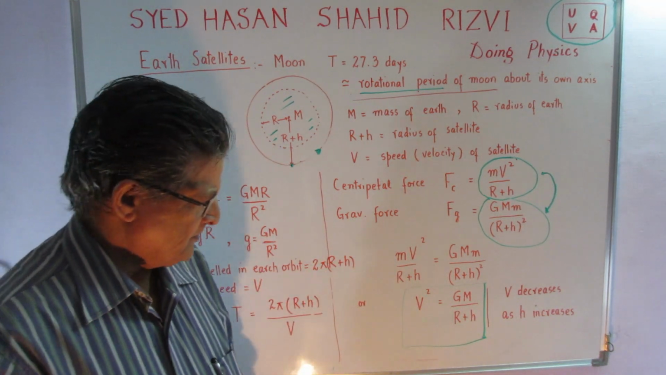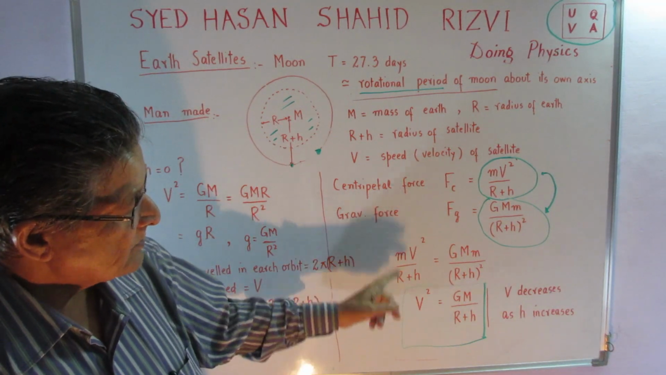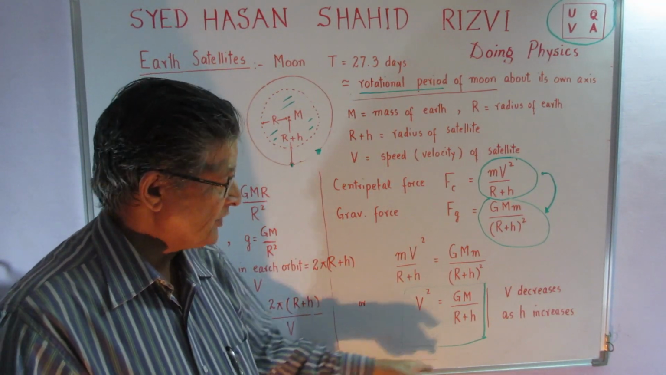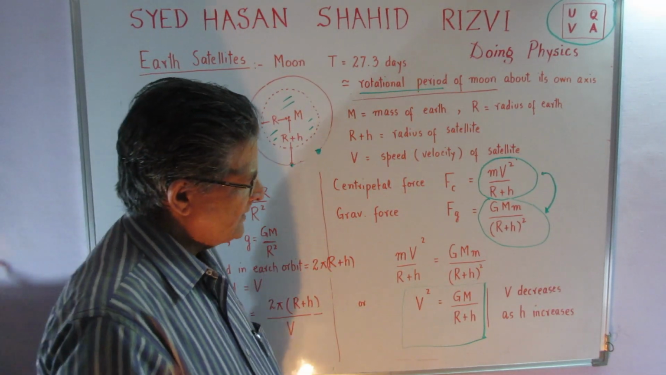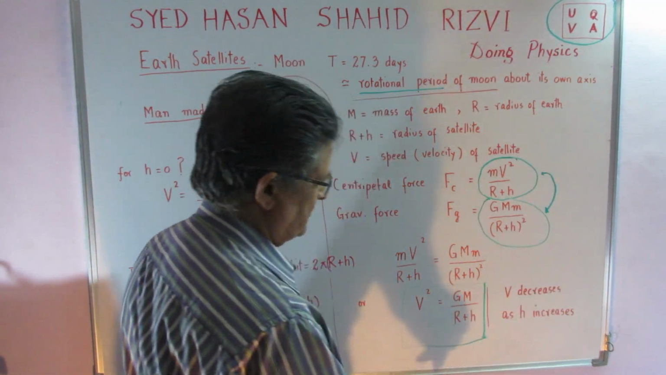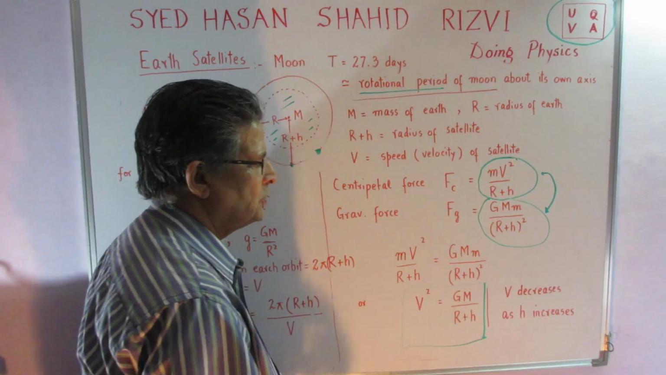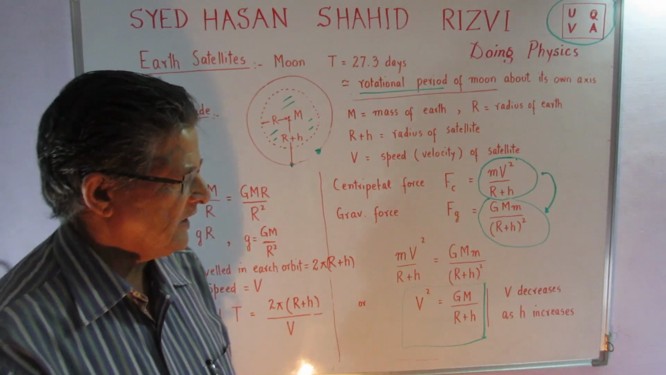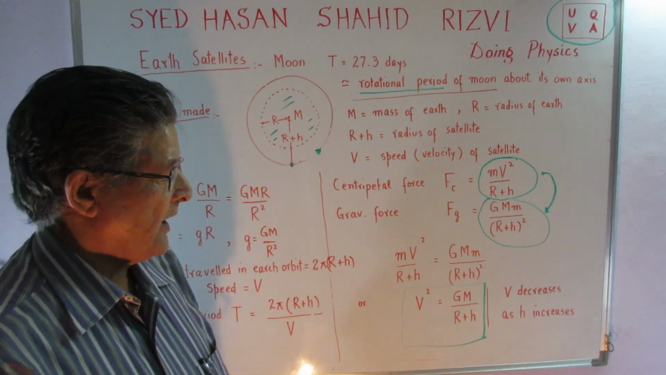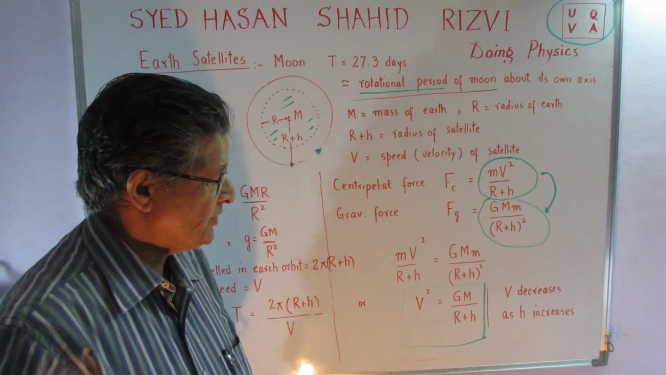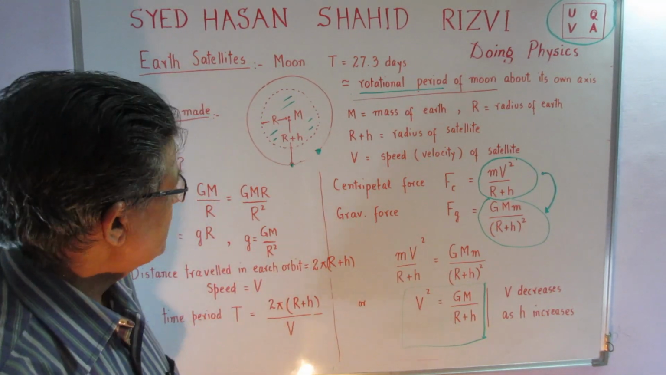Now look at this equation. This equation tells us something loud. It speaks loud. And what is that? Look here: v will decrease if h is increased, because the denominator becomes more and more. So the velocity with which the satellite is going to go in the orbit at higher heights will decrease. So bear in mind, v square is equal to GM upon r plus h.